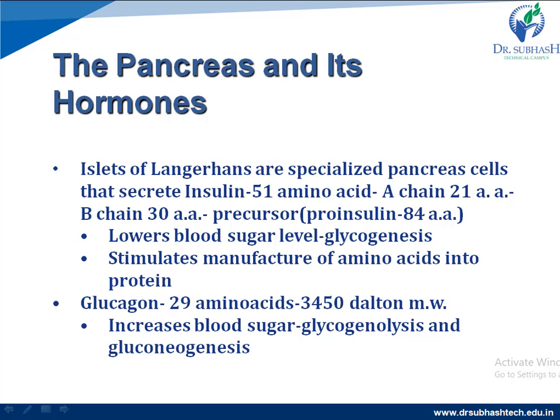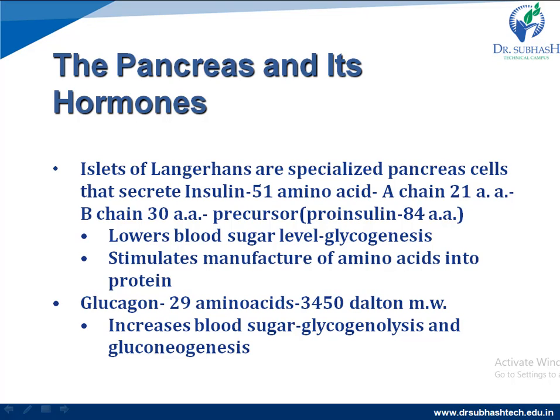Here, the pancreas and its hormones. Islets of Langerhans are specialized pancreatic cells that secrete insulin. Here, basically two types of cells are available: alpha cells and beta cells. The insulin secreting portion is the beta cells of the islets of Langerhans.